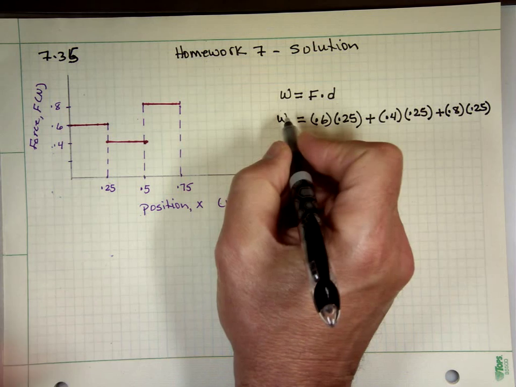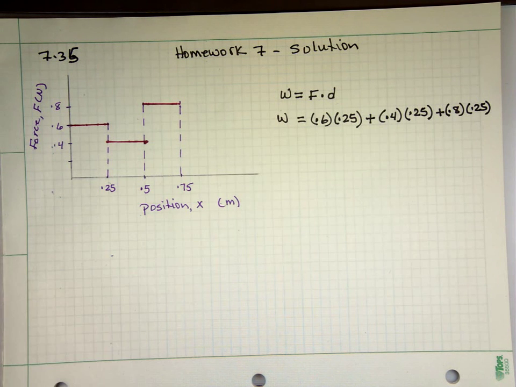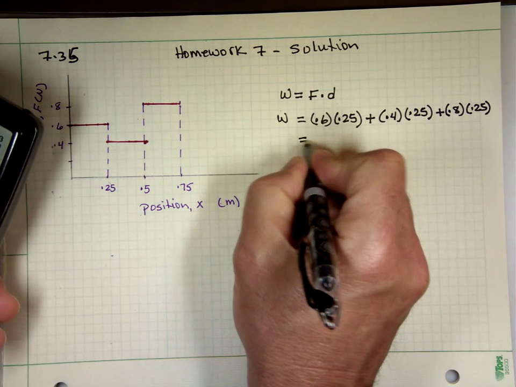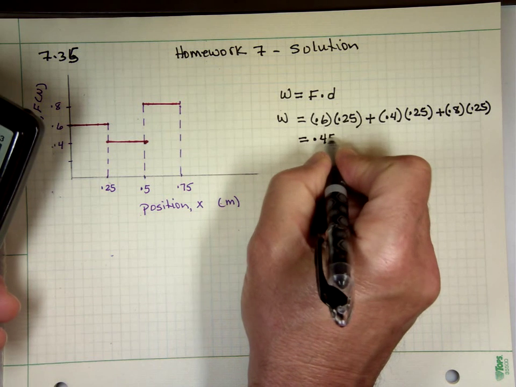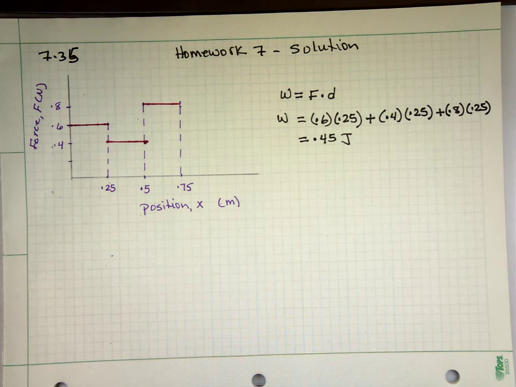So let's see what that number is. 0.45 joules. So express your answer using two significant digits. 0.45.